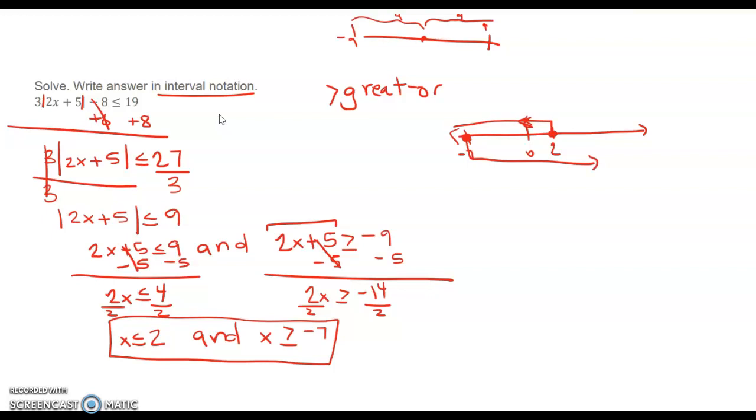Now, because it's an "and," the solution exists where both lines cross. So this line's going on forever, that line too, so the solution exists in this area, the area where both lines exist. So it starts at -7, it's a bracket because it includes -7, and it goes up to 2 with a bracket. So that would be our interval notation for this problem.